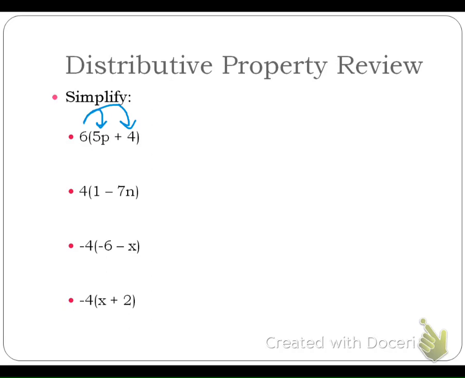So you would first multiply 6 times positive 5p. So a positive times a positive is a positive 30p. Do we need to write the plus sign in front of that, or the positive sign in front of the 30?